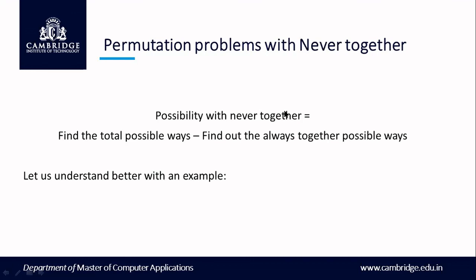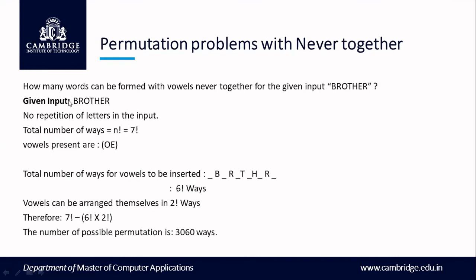Let us take an example. How many words can be formed with vowels never together for the given input brother? So the given input brother, how many letters are there? 7 letters. So my total n is 7. So it is 7 factorial ways. How many vowels are there? O and E. There are 2 vowels.